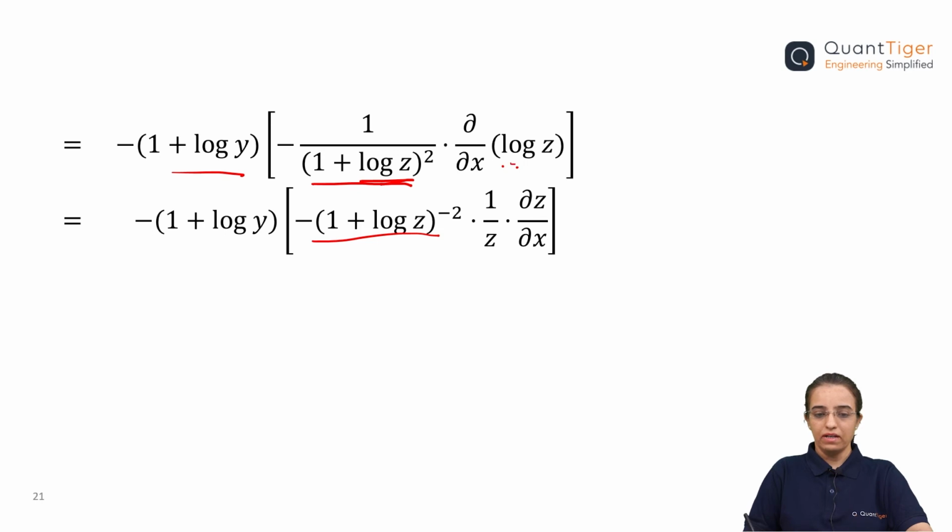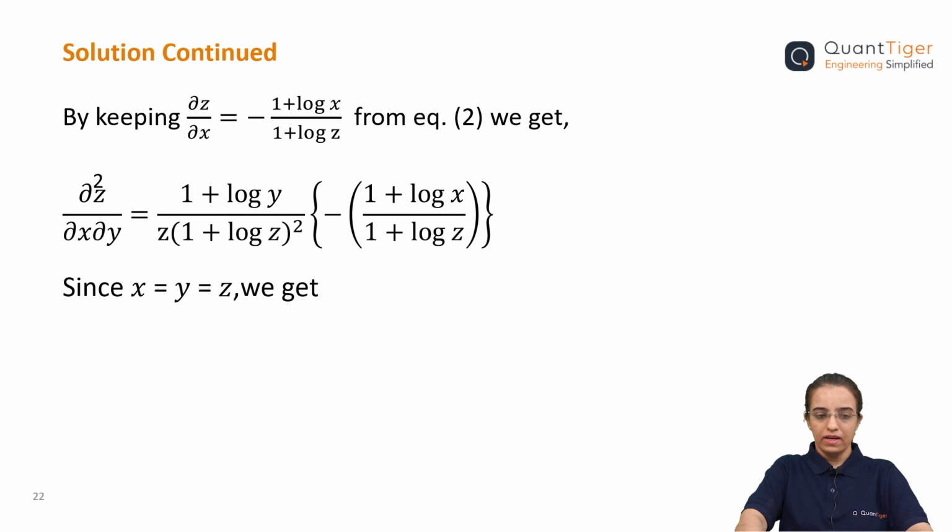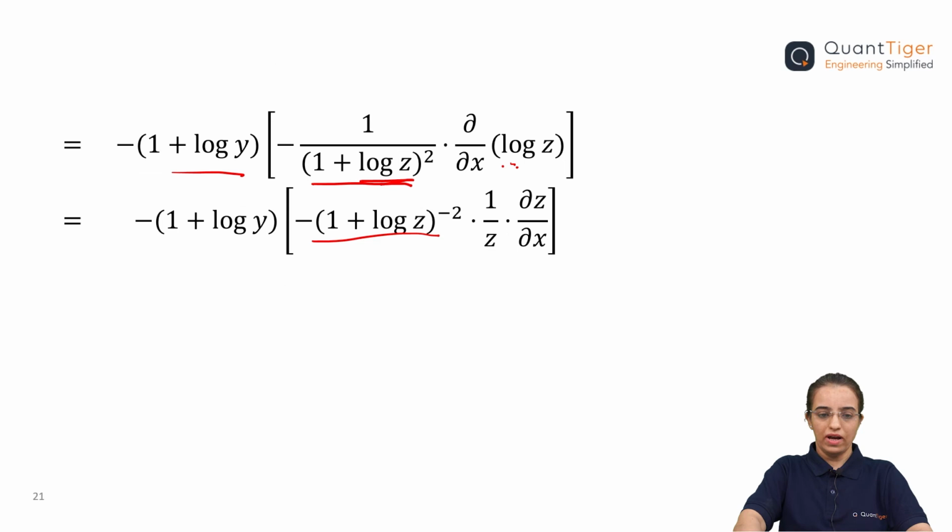Log z differentiated with respect to x will be 1 by z and del z by del x, because we are differentiating with respect to x. Now we have to find the value of this del square z upon del x del y. So I have kept this value over here in the above equation. From equation 2 I have kept this value. If you look at the above equation, we have got this del z by del x, whose value we already found in previous equations.